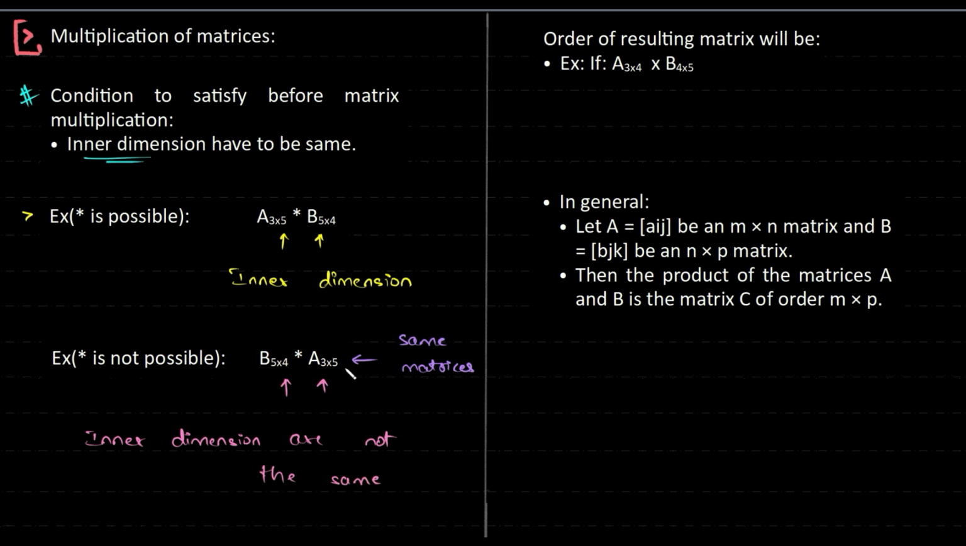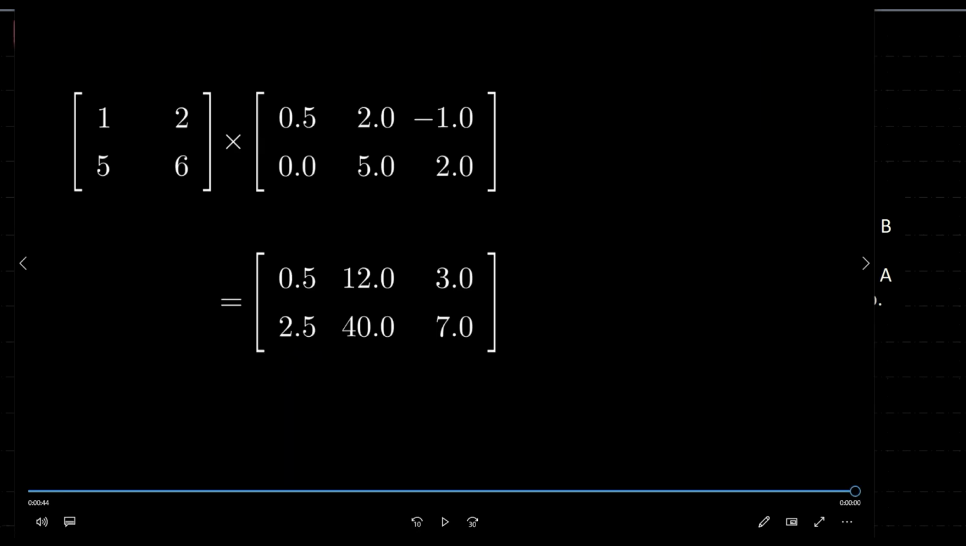So what happens? We can see that we cannot multiply this. 4 and 3 are not the same, while 5 and 5 are the same, so we are able to multiply. Now, what is the order of the resulting matrix? In this case, we can see that it is 2 by 3.